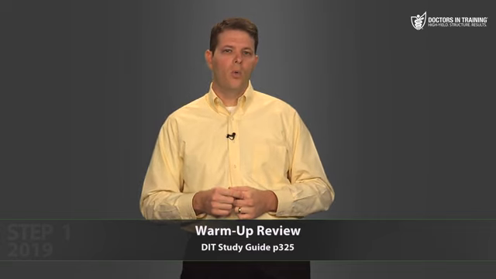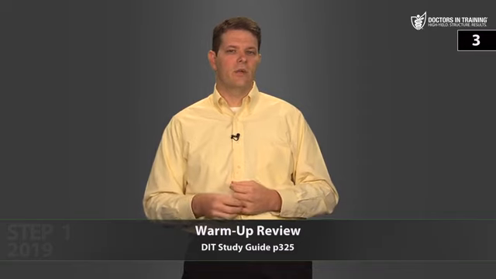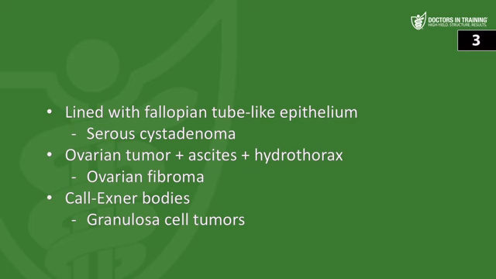And the last one, what ovarian tumor matches each of the following statements? Lined with fallopian tube-like epithelium is serous cystadenoma. Ovarian tumor with ascites and hydrothorax, which we said was a pleural effusion, is Meigs syndrome of ovarian fibroma. Call-Exner bodies are seen in granulosa cell tumors.